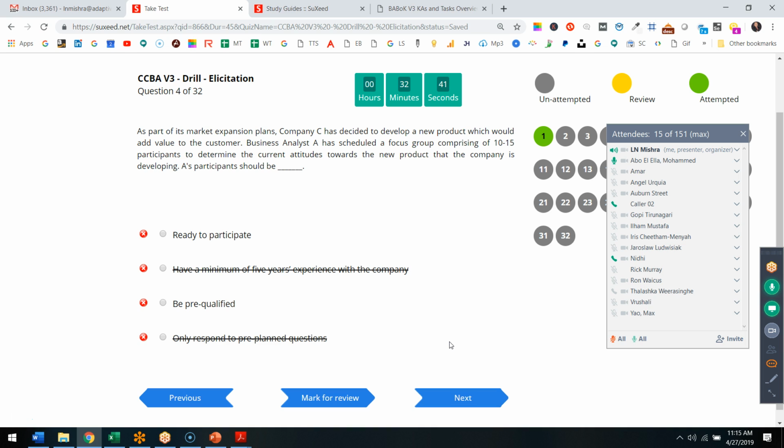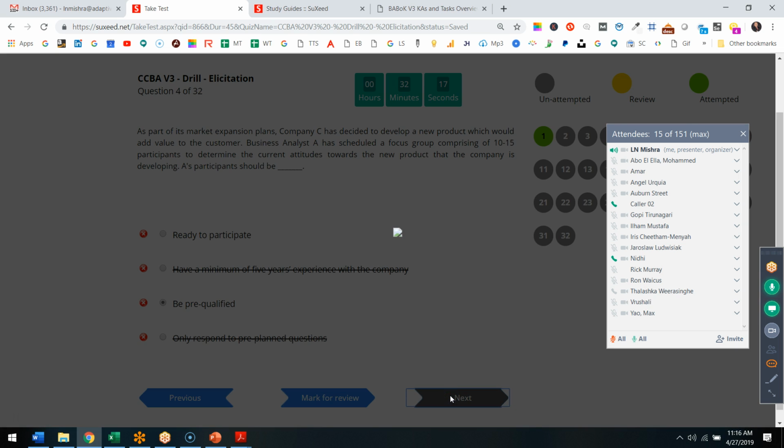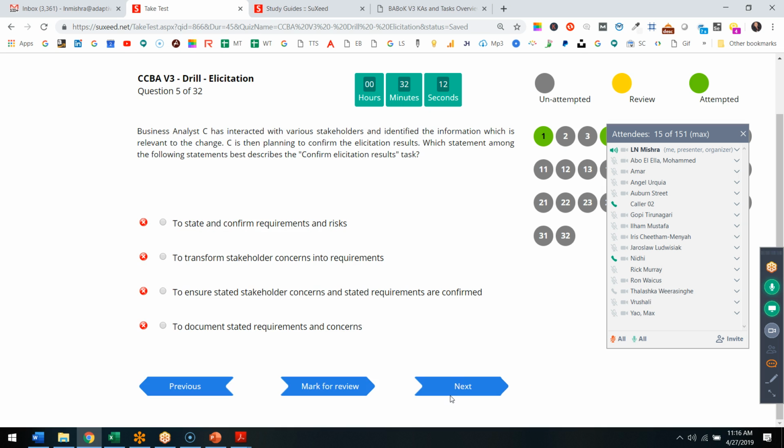Yeah, and the other thing too, just rereading the question, when it says develop a new product which would add value to the customer, you would want to know who understands that. So I think pre-qualification. You could be ready to participate, but you have no idea if this product would add value because you're not experienced. True. Okay, then the last question for this one goes to Thasa.